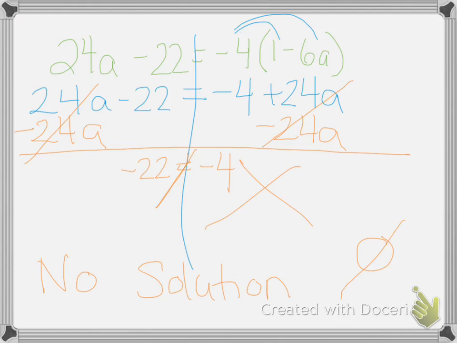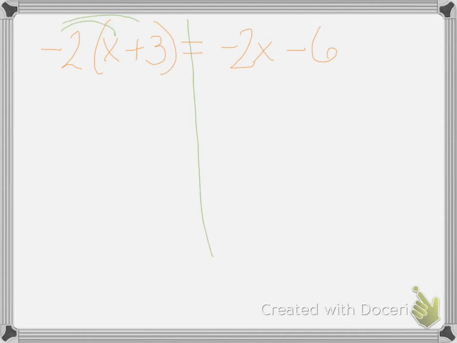So now we've seen some examples of no solution and one solution. So we have one more type of problem to do. Alright, so the next example that we're going to do is negative 2 times x plus 3 equals negative 2x minus 6. So think, what is our first step going to be looking at this equation? Hopefully you said distribute. Negative 2 times x is negative 2x. Negative 2 times positive 3 is negative 6 equals negative 2x minus 6.